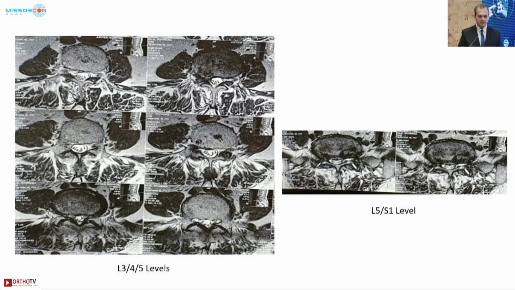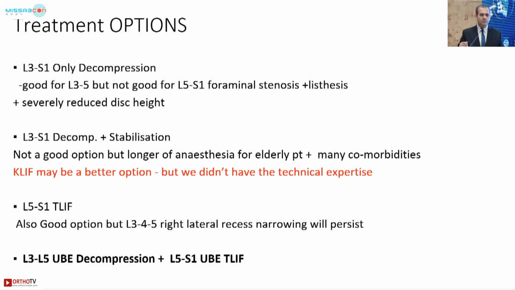axial cuts there. So the treatment options were only to do decompression, which wouldn't have been a good option considering the height of the foramen at the last mobile segment. The second option was stabilization at all the levels, but a multi-level fusion surgery considering the age and the comorbidities wouldn't have been the best option. Unfortunately, I don't have the technical expertise to do K-lift, which would have been a faster surgery, and jacking up of the disc space would have been possible at multiple levels, but I don't have the expertise to do so.